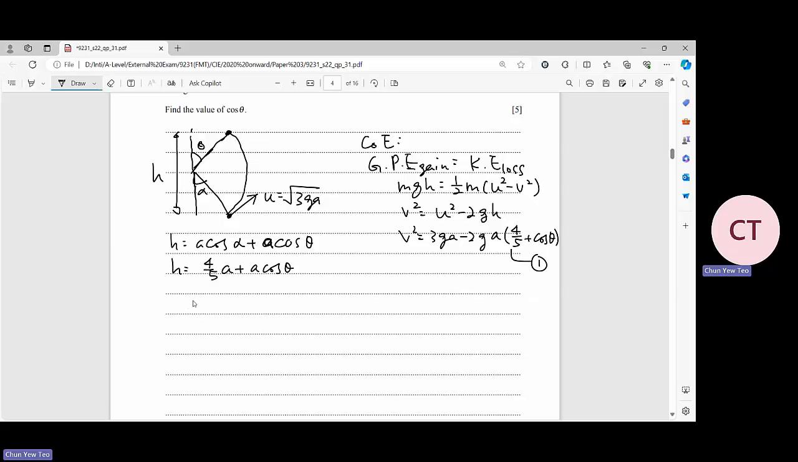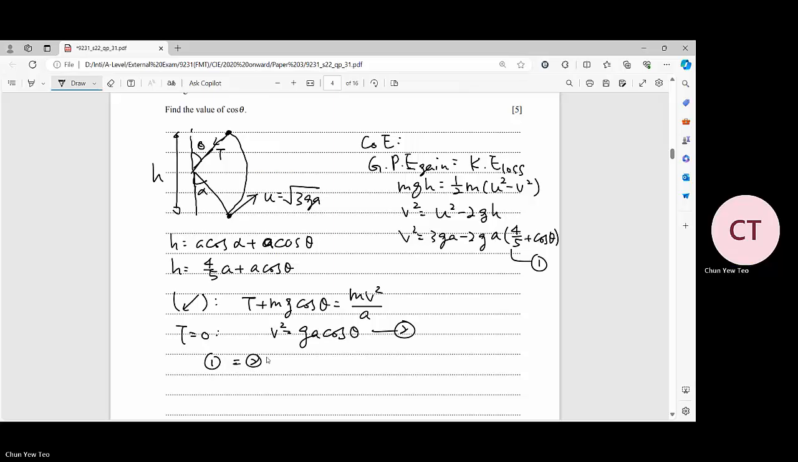Then I resolve the forces here. I resolve the forces to the center of the circle. D plus mg cos theta is equal to mv square over a. Your T is 0. That means your v square is equal to ga cos theta. That will be your second equation.